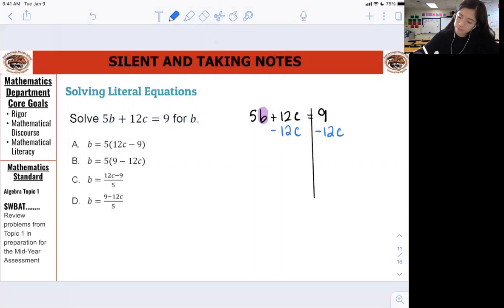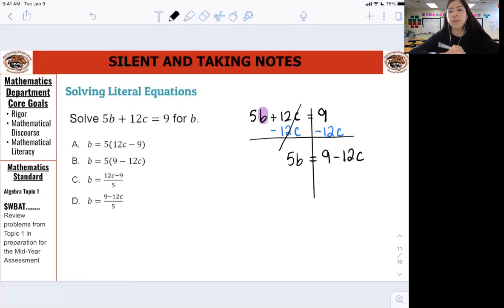We can't subtract the 9 with the 12c, so we just separate them: negative 12c plus 9. And you can either do negative 12c plus 9, or you can do 9 minus 12c, because either way it's the same thing. I remember that you put the variable first. Yeah, you're completely right. We've actually done it that way before. I'm just doing it this way because when I look at the answer choices, it looks like that's how they do it. So I might as well leave it that way.